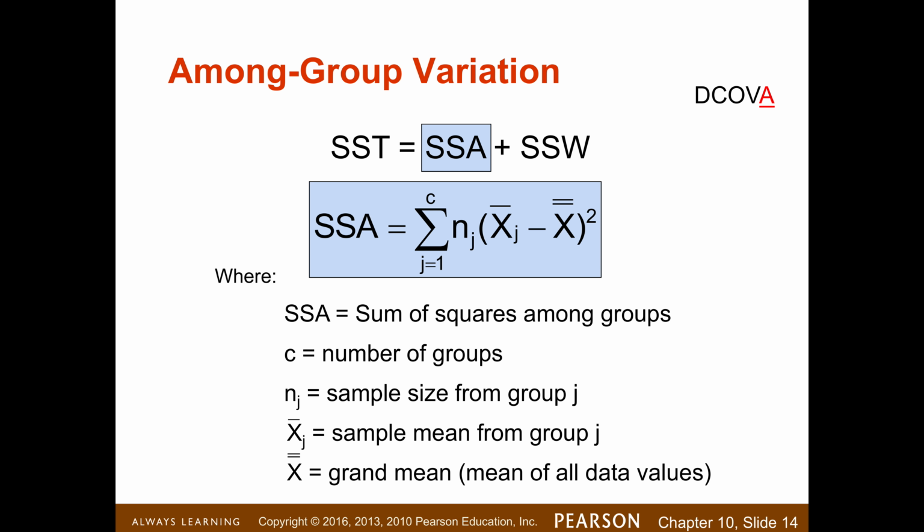Now, the among group variation is, instead of focusing on the individual measurements, it focuses on the means of each of the groups. So this will take the sample size of the first group times the mean of the first group minus the grand mean, square it, and then we'll add to it the sample size of the second group times the mean of the second group minus the grand mean. It'll keep doing that for all the groups.